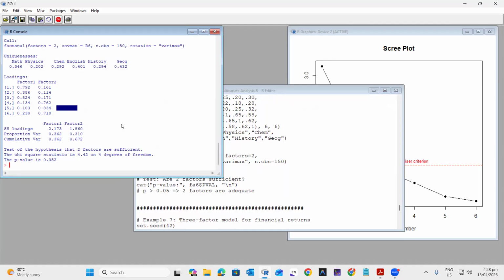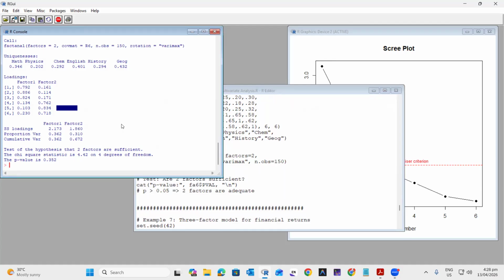After that we have the loadings for factor 1 and factor 2. For factor 1, mathematics is 0.792, physics 0.886, chemistry 0.824, English 0.13, history 0.103, and geography 0.230. For factor 2, mathematics has 0.161, physics 0.114, chemistry 0.171, English 0.762, history 0.834, and geography 0.718.